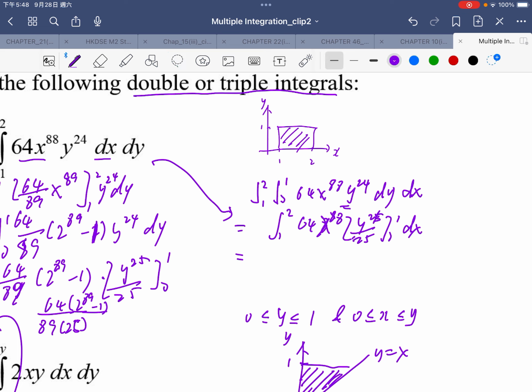Okay, and this is 64 over 25, and integrate x to the power 88. That means x to the power 89 over 89. Assign the value 1 and 2. Then we finally got the same answer as the previous one.